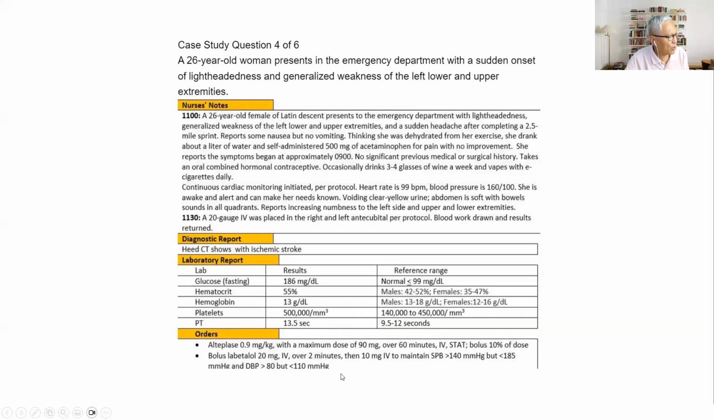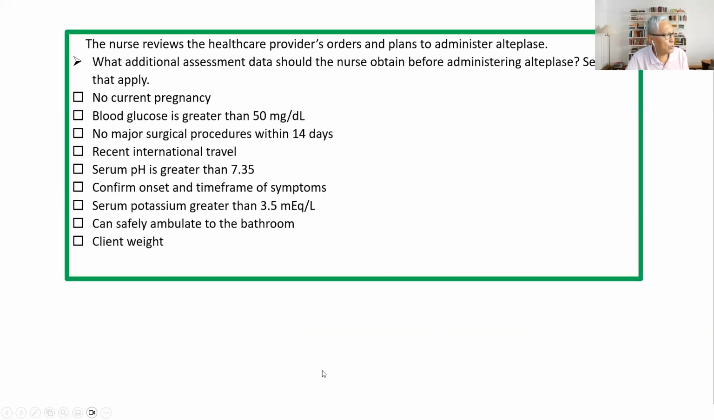All right. So she was ordered to have alteplase, 0.9 milligrams per kilogram over 60 minutes IV stat, bolus of 10% dose, and labetalol, 20 milligrams IV, then 10 milligrams IV to maintain systolic blood pressure above 140 but less than 185, and a diastolic above 80 but less than 110. Okay, so can you remember that? Because we're going to go now to this one.